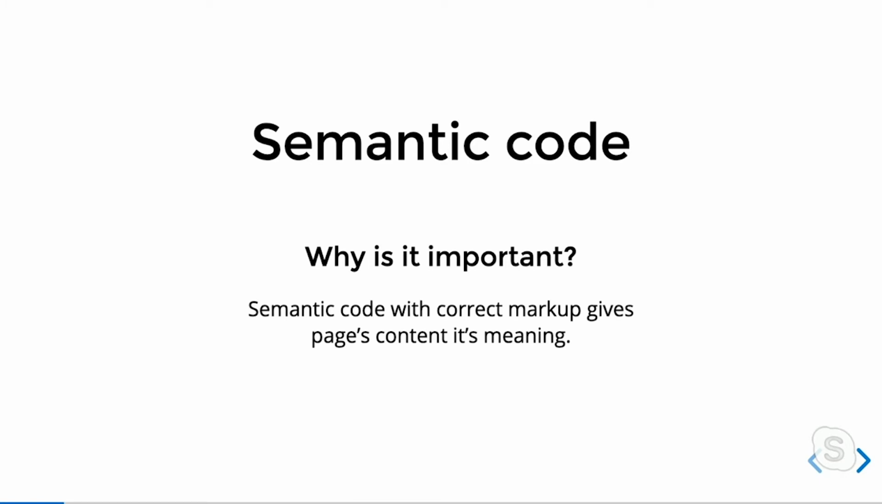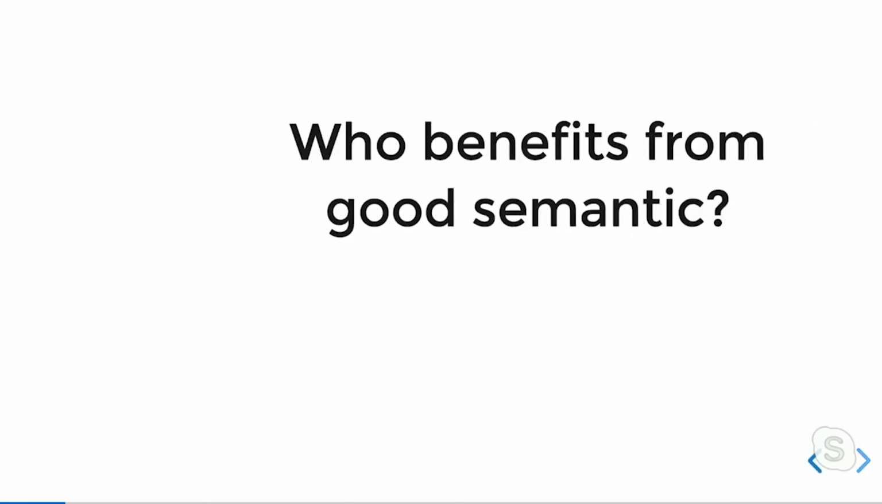Semantic code is good for you because, with the correct markup, it gives the page content its meaning. Without the semantics, there's no meaning, because you have some content, but you don't know, or maybe you know as a user, but the output devices and some bots, we will find out later on, have no chance to find the meaning of the page.